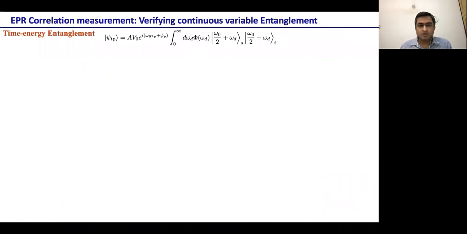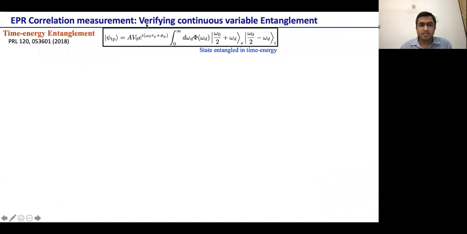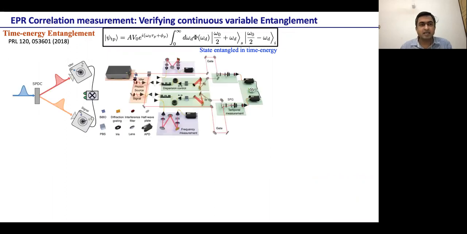There was this experiment that was done in time energy. Again, I'm writing this state, and this state is written in the frequency basis to show that this is the state entangled in time energy. This is done in 2018. So you can see people are still working on such experiments. This is again based on parametric down conversion. Again, I'm not going to go through all these details.